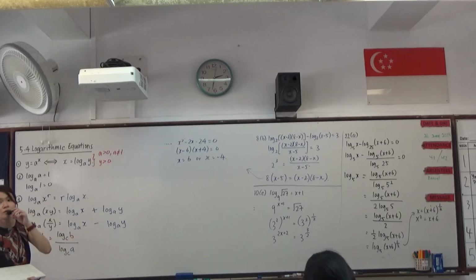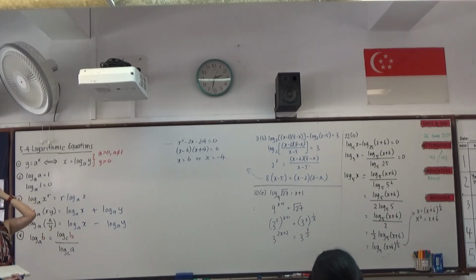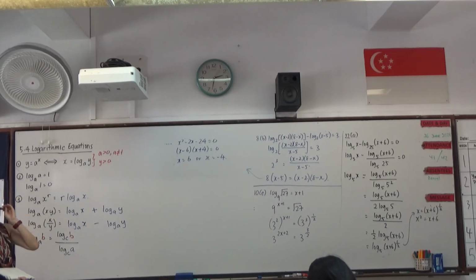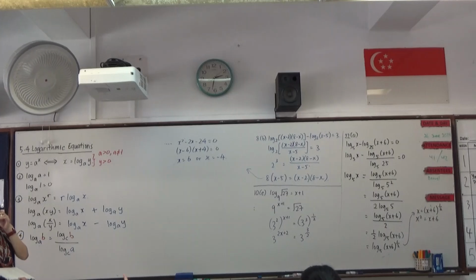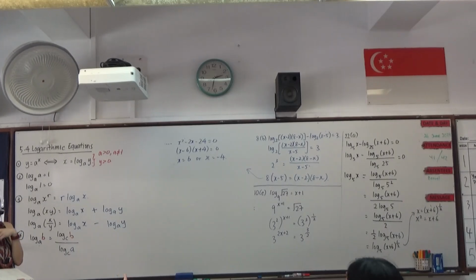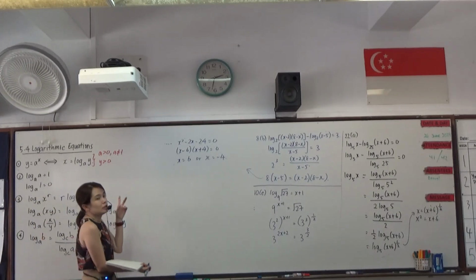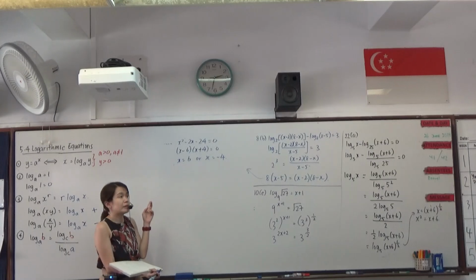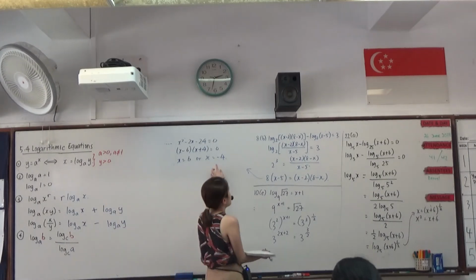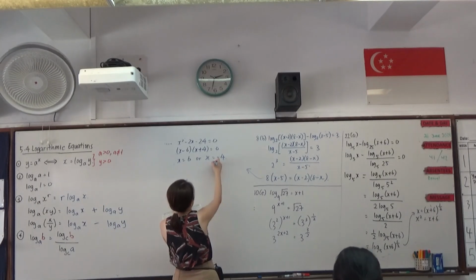Okay, so I hope in question 8B you're able to get x equals 6 or x equals negative 4. Are we able to get that? Yes? Okay, great. So we need to reject an answer, right? Okay, so we reject negative 4. Why?